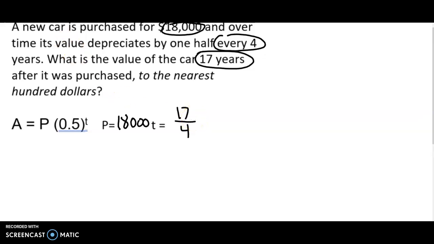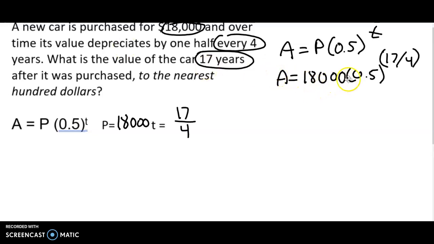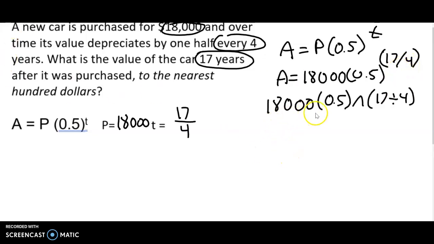Now we're going to take that same formula, A is equal to P times 0.5, and we're just going to plug in those values. So 18,000 for P, 0.5 from the formula, and it's raised to 17/4. Now all we have to do is type it in the calculator. 18,000 times 0.5 raised to, open parentheses, 17 divided by 4, close parentheses.